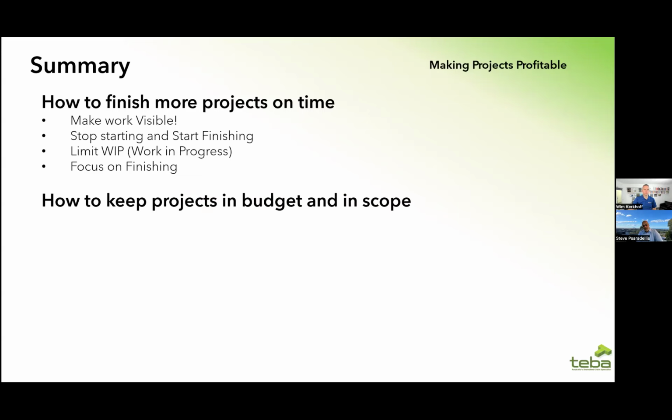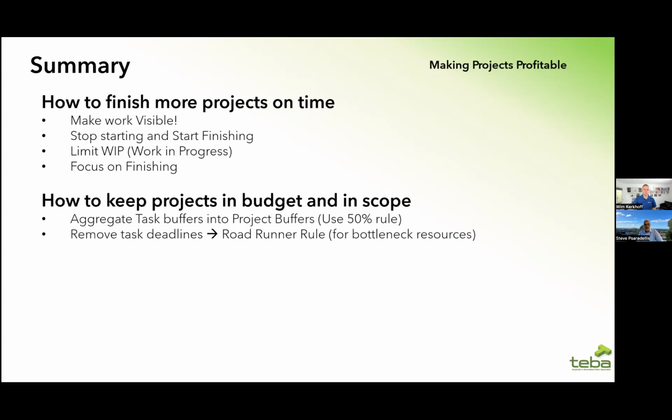How do you keep stuff in scope and in budget? Well, as we said, you aggregate the task buffers into a project buffer using the 50% rule or whatever percentage you experiment with and whatever makes sense for your projects. You actually remove task deadlines just for the bottleneck resources. You say, here's a task, finish it as quickly as you can, get back to me when you're ready for the next bit.